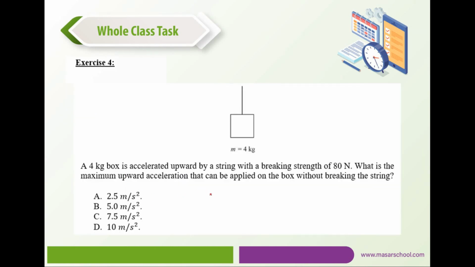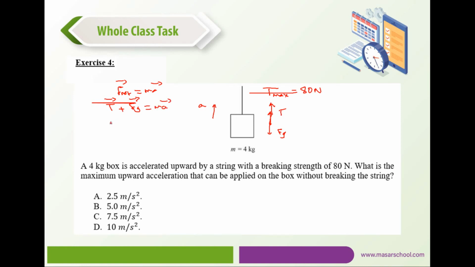A 4 kg box is accelerated upward by a string with a breaking strength of 80 newtons. So the maximum tension that the string can handle is 80 newtons. Acceleration is up. What is the maximum upward acceleration that can be applied to the box without breaking the string? Basically we need to find the acceleration knowing that T max is 80 newtons, and this can be done by utilizing the FBD of this box. We have the tension up, we have the pull of gravity down, and I should represent the tension to be greater because it's accelerating up.